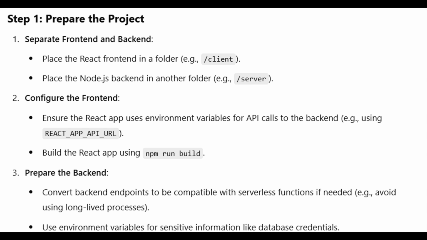Configure the frontend. Ensure the React app uses environment variables for API calls to the backend, example using REACT_APP_API_URL. Build the React app using npm run build.